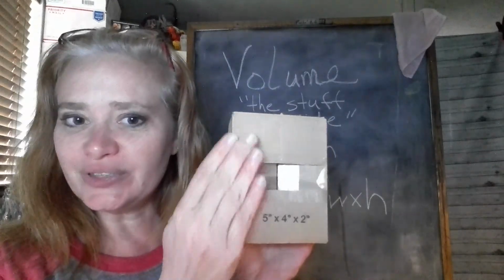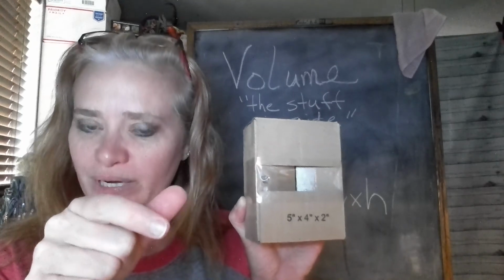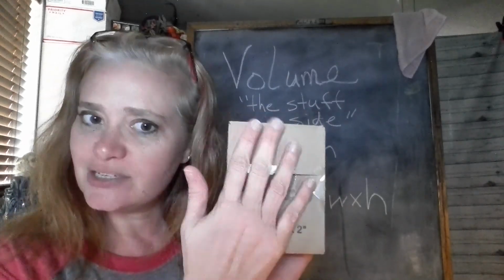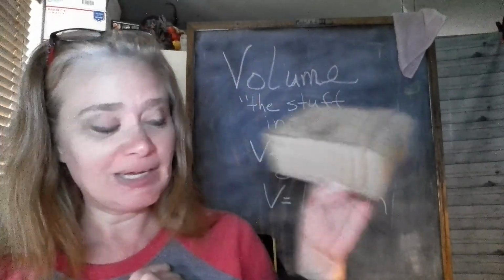You're right. So if I filled this box with cubes that were 1 inch by 1 inch by 1 inch, it would take 40 cubes to fill up the inside of my rectangular prism.